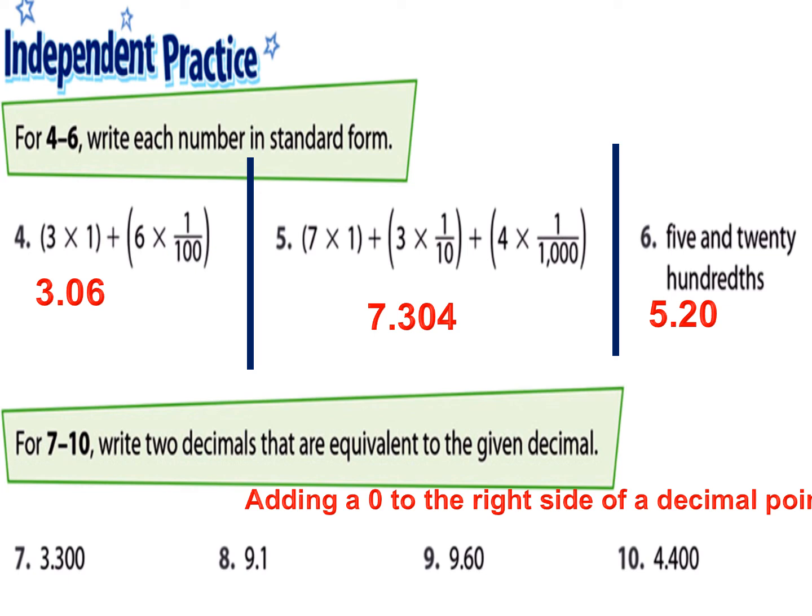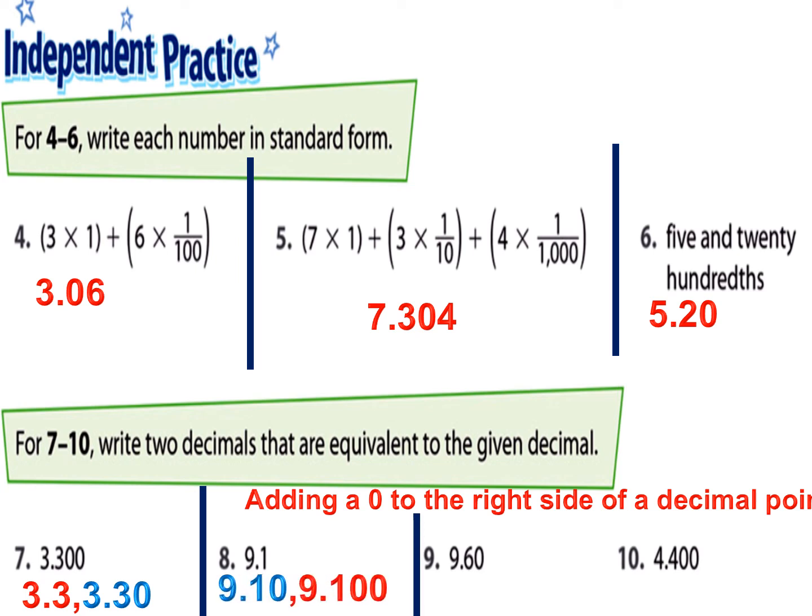As I said to you before, how to write an equivalent decimal easily? By adding zeros to the right of the decimal number. If you added zeros to the right of the decimal number, of course, the decimal number doesn't change. Its value will be as it is. So you can add 0 to the right, or you can cancel 0, whatever. Okay, what do you want to do? So question 7, 3.300, which is equivalent to 3.3, we can write it as 3.30, or 3.3000 and so on. 9.1 exactly will be 9.10 or 9.100, just add 0 to the right.